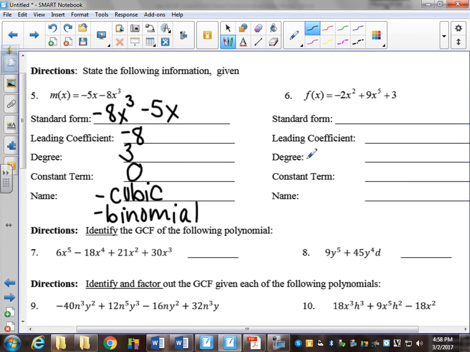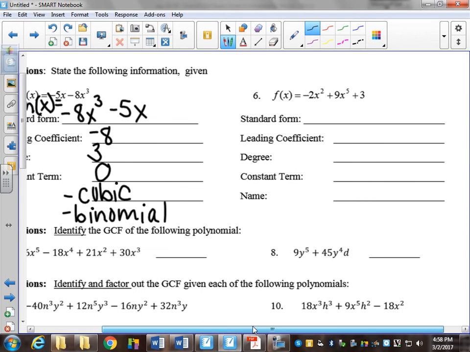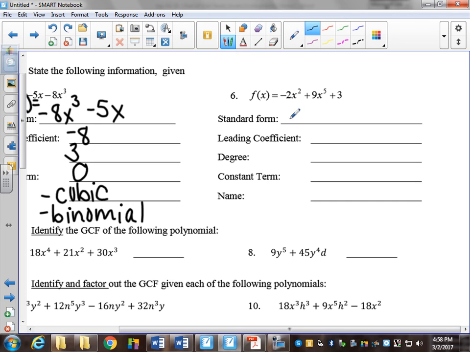Looking at the next one, we have f of x equals, oh, and something I forgot, m of x equals that. F of x equals negative 2x squared plus 9x to the 5th power plus 3. To write this in standard form, the degrees have to go in order from highest to lowest: 9x to the 5th minus 2x squared plus 3. Leading coefficient, 9. It's always the number attached to the variable with the highest degree.